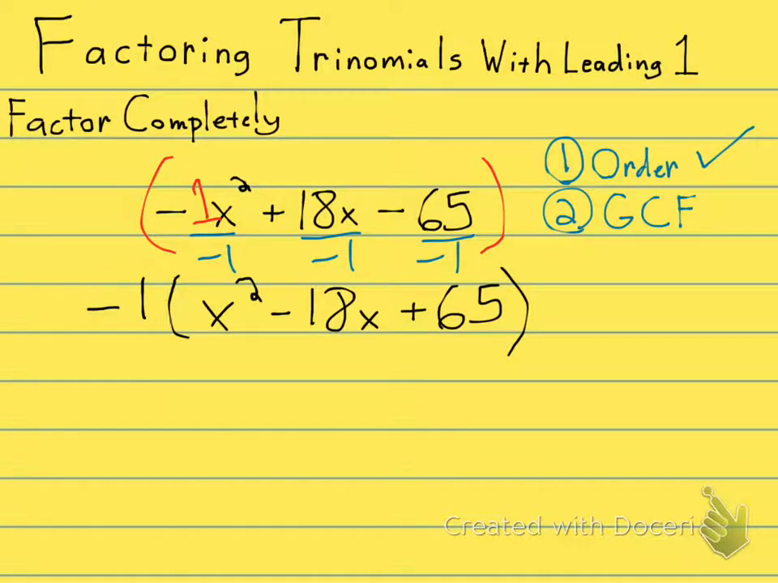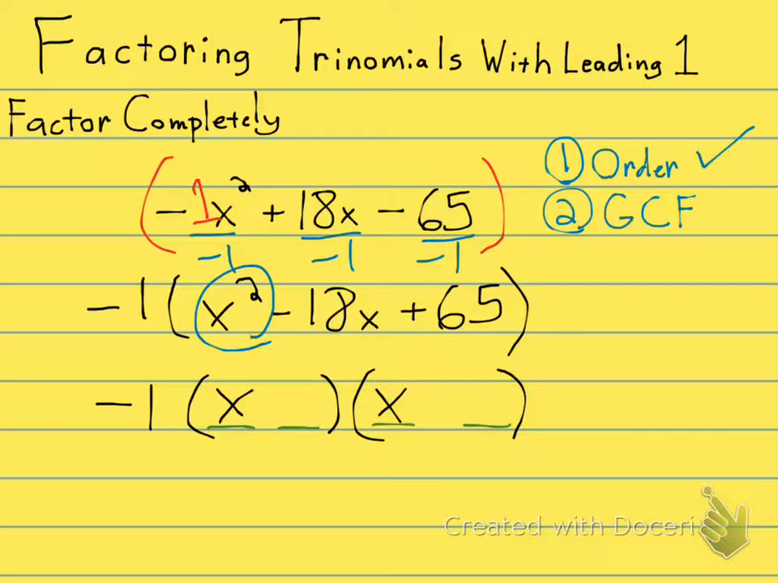And now I'm going to factor the trinomial that I'm left with. When I factor this trinomial, I'm going to get two binomials. So now I need to figure out what goes in these four green blanks. The first two blanks are going to be x and x. Remember, that's coming from my first two terms.